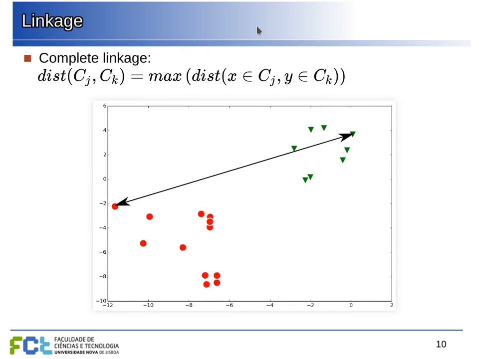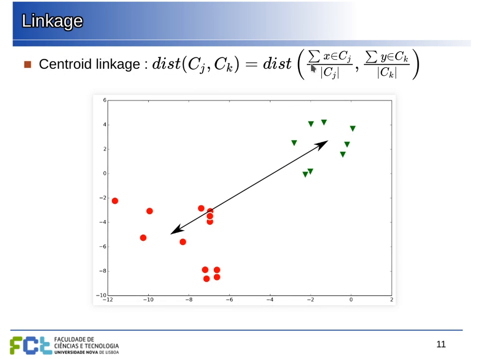With complete linkage, we do approximately the same thing, but we take the maximum distance instead of the minimum distance. So we consider all the pairs of distances between examples in one cluster and the other cluster, and we take the largest one to stand for the distance between the two clusters. Centroid linkage is the distance between the mean points, the centroids of the clusters.